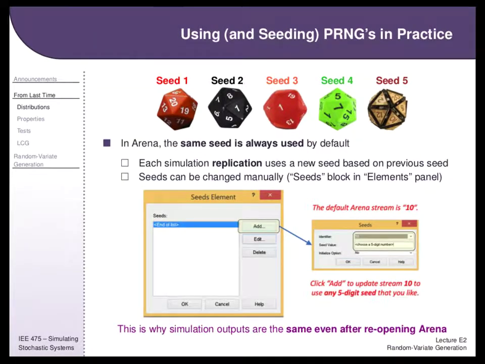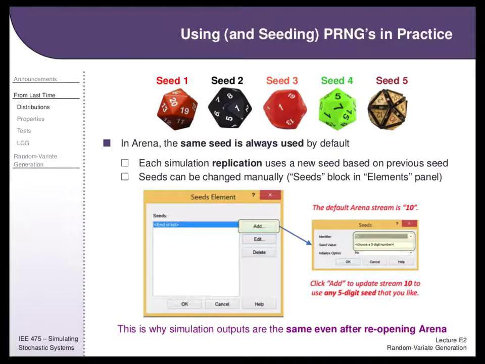So in Arena, we actually do have access to the seeds. There's a seeds element in the elements panel you can drag in, and you can put your own seed up there. If you don't put your own seed in, it always starts with the same seed, but every replication will start with another seed that is related to the previous seed. And so it's easy to know what seeds they use.